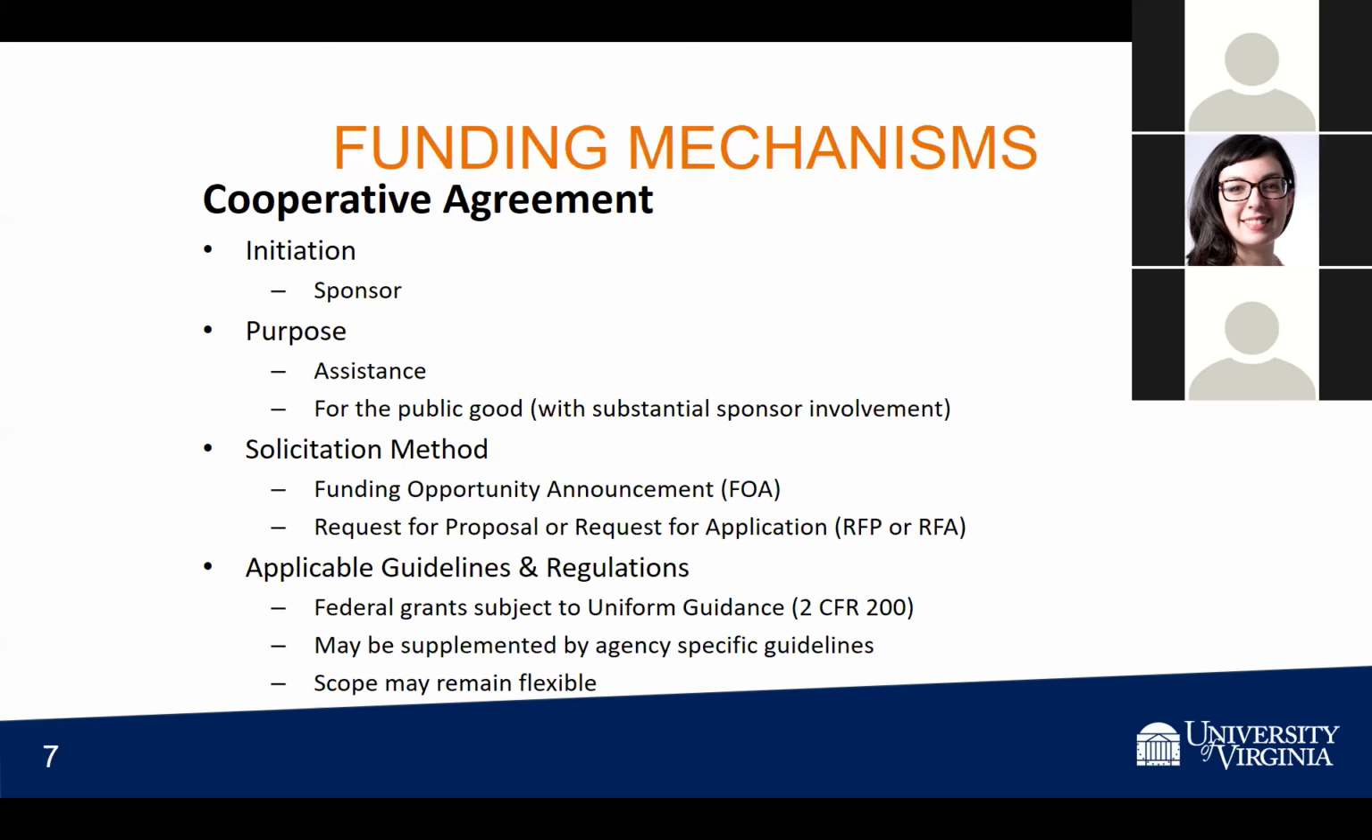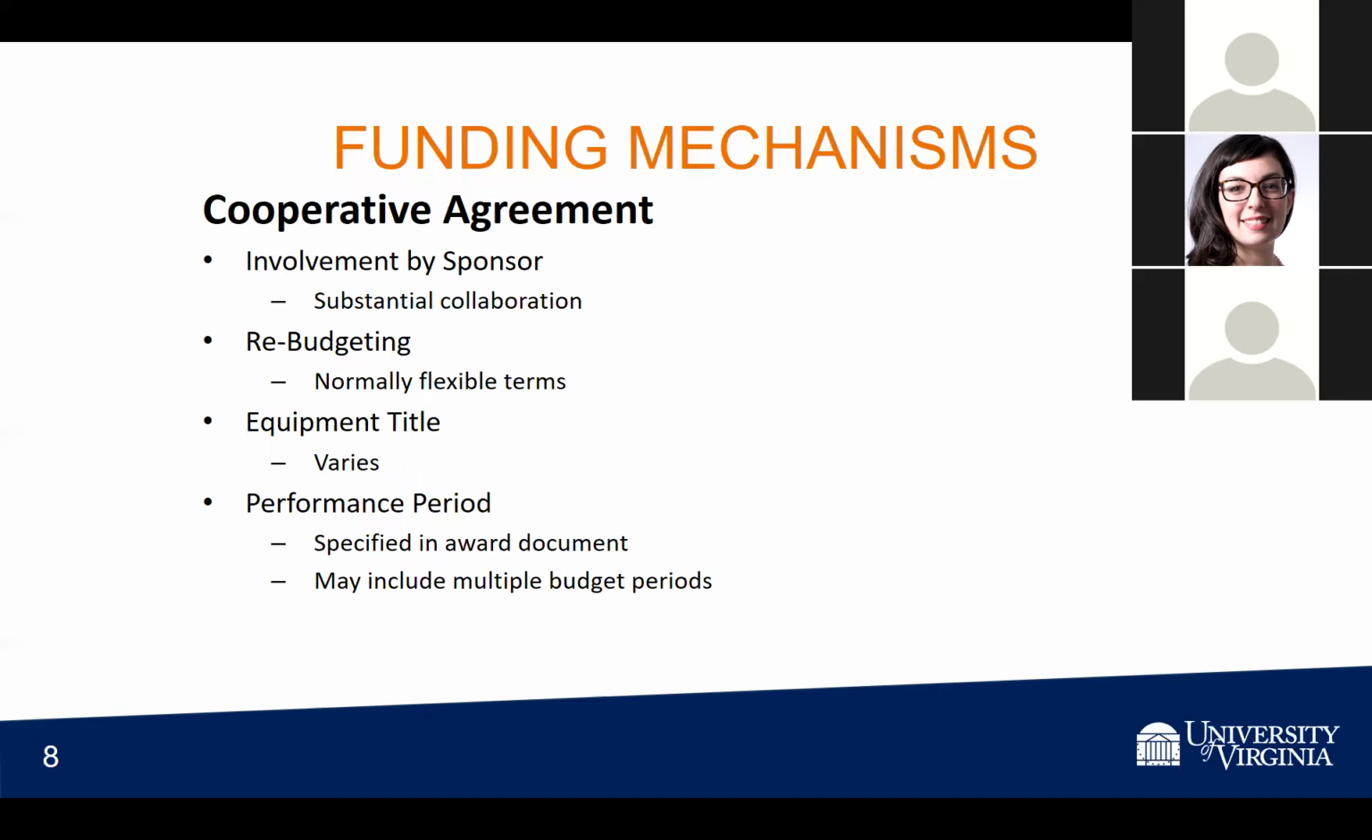In addition to that, the scope typically has some flexibility. Where it differs from a federal grant is in the involvement by a sponsor, and there's going to be substantial collaboration in the technical implementation of the project. With federal grants, you can think of the government as a little hands-off. They're going to just require their normal reports, checking on progress. But in terms of the day-to-day, week-to-week implementation of objectives, they're going to be a little bit further removed.